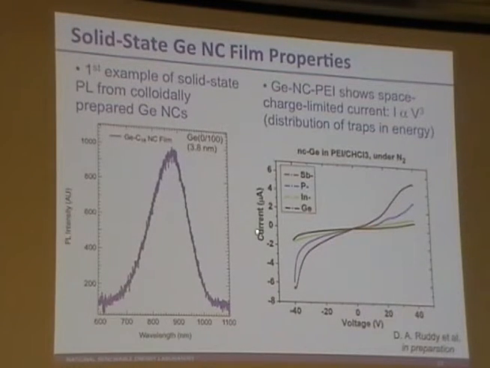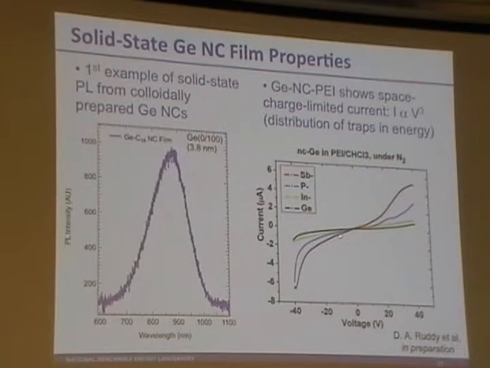And here you can just see the current voltage curve. We did this not in a gated system. These are just two electrodes, 50 micron spacing. And when we did apply a gate, we saw no difference here.